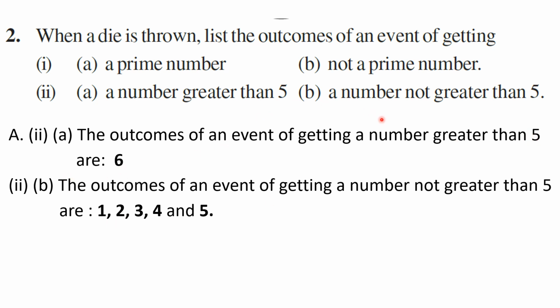Then part B is a number not greater than 5. When we say number not greater than 5, that means the number could be equal to 5 or less than 5. So how many such numbers are there on a die? 1, 2, 3, 4, 5. 1, 2, 3, 4 are less than 5 and 5 is equal to 5. So the outcomes of an event of getting a number not greater than 5 are 1, 2, 3, 4 and 5.